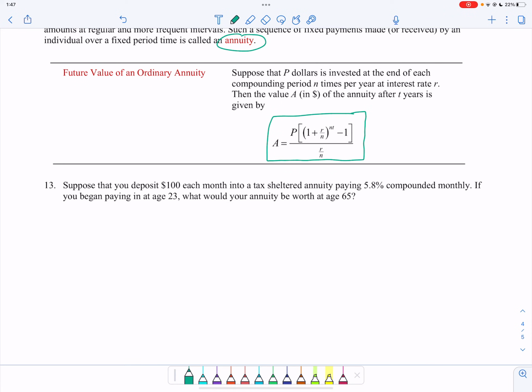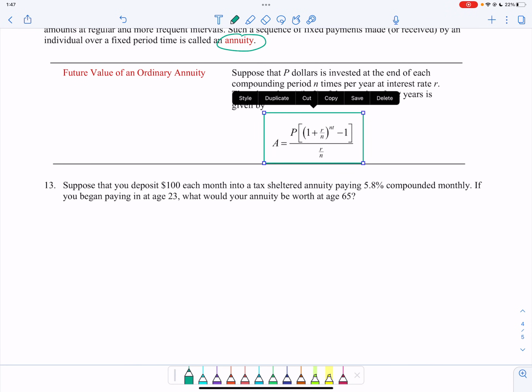Now our variables have not changed. t is going to be time in years. P is the number of dollars invested. We are compounding n times per year. r is our rate in decimal form. And A is the amount of the annuity after t years.